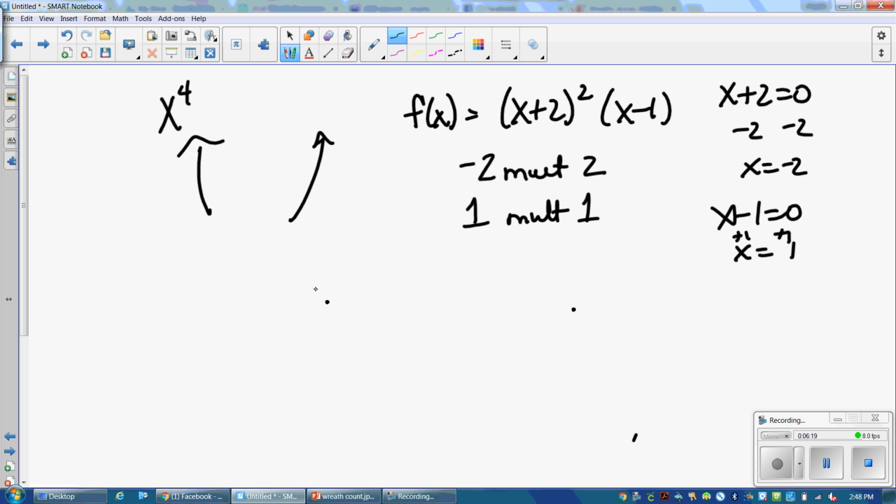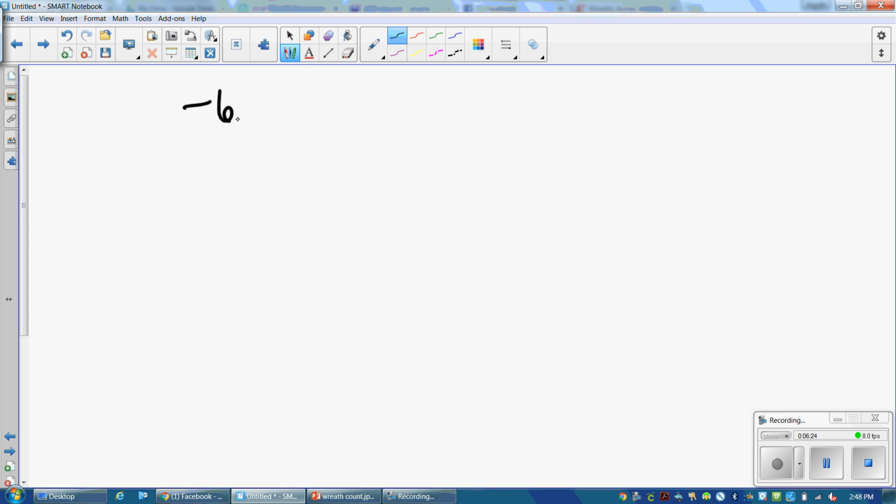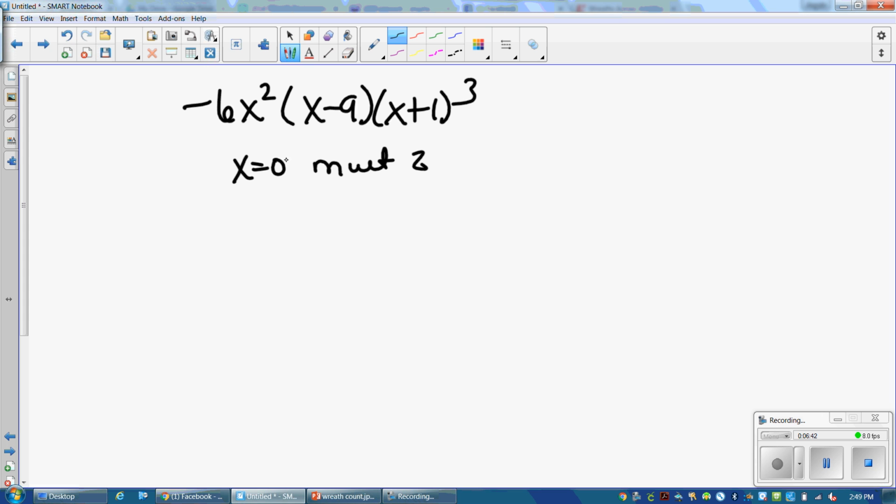That's 11. 12 is a little bit harder. 12 is negative 6x squared times x minus 9 times x plus 1 cubed. Negative 6x squared means that 0 will be a zero, and that's going to have a multiplicity of 2 because it's squared, the x squared. And then you're going to have 9 once, and you're going to have negative 1 three times. So that's how number 12 is worked.